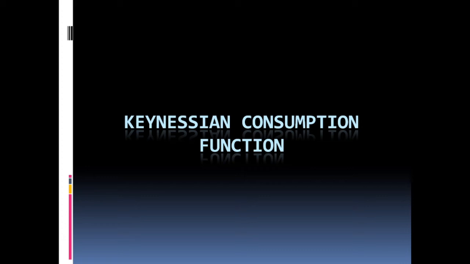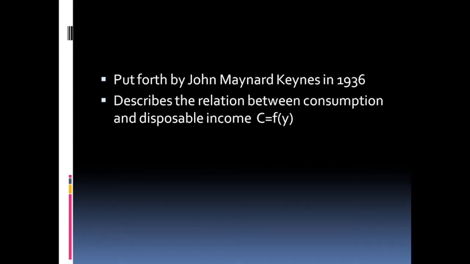Hello everybody. Today we are dealing with the Keynesian consumption function. This consumption function was introduced by Professor John Maynard Keynes in the year 1936, and this function describes the relationship between consumption and disposable income. Consumption is the act or process of consuming, and disposable income is the income after paying the taxes, that is, the income at our disposal.